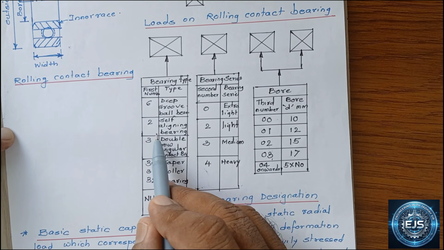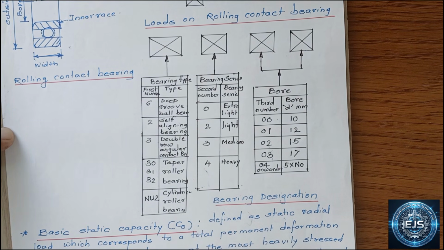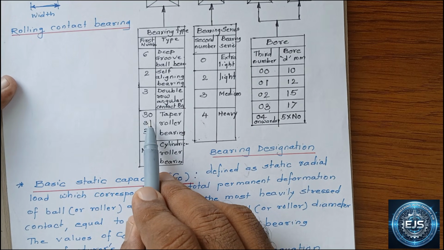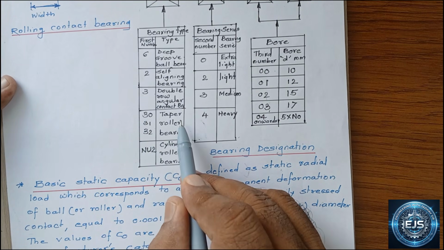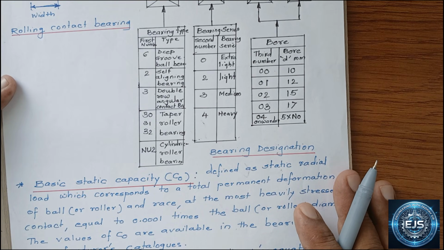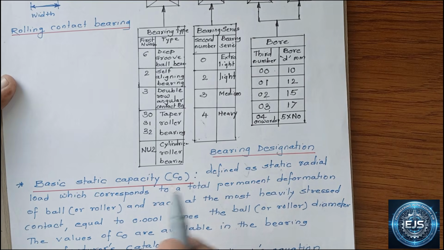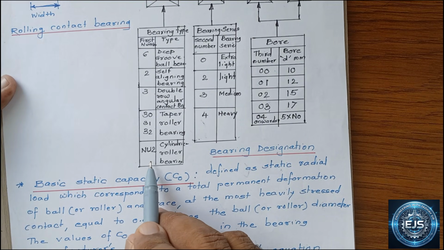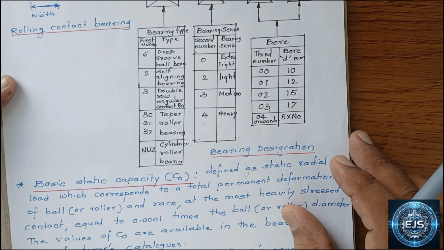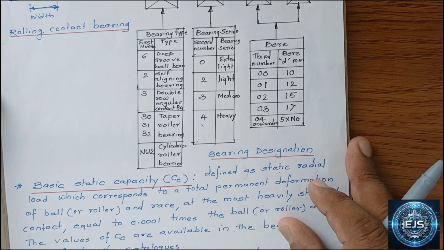If the first number is 2, then it is self-aligning bearing. If first number is 3, double row angular contact bearing. If the first number starts with 30, 31, 32, then it indicates the taper roller bearing. If in the designation first number is NU2, it indicates that it is a cylindrical roller bearing. So first number indicates which type of bearing it is.